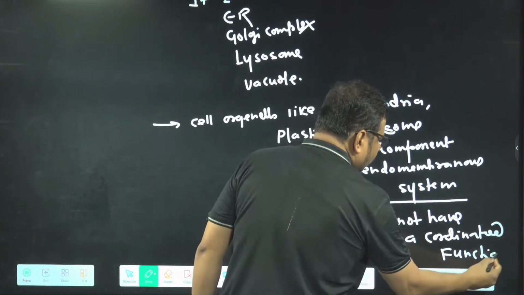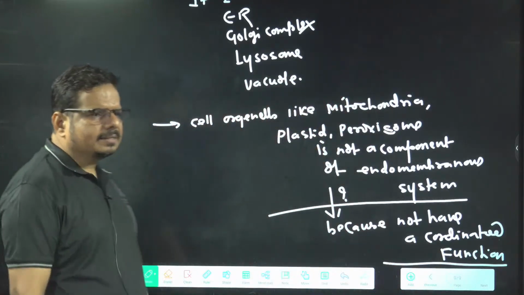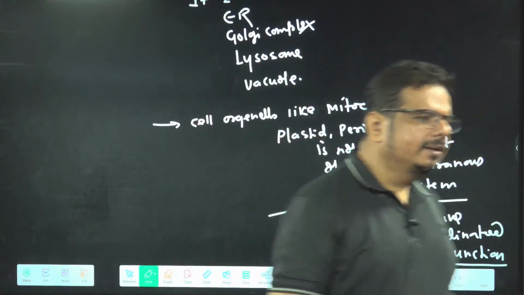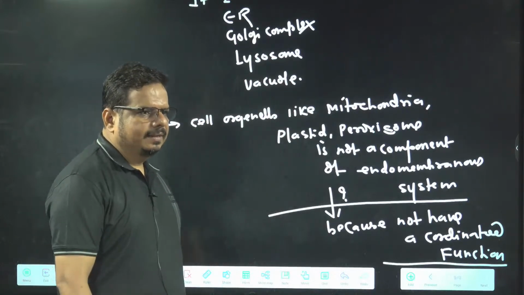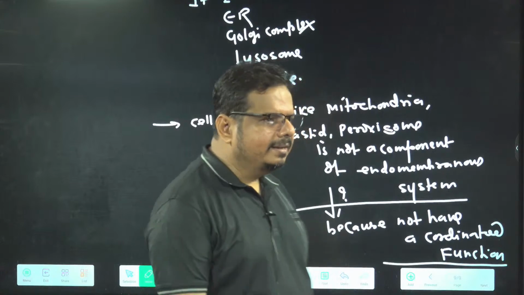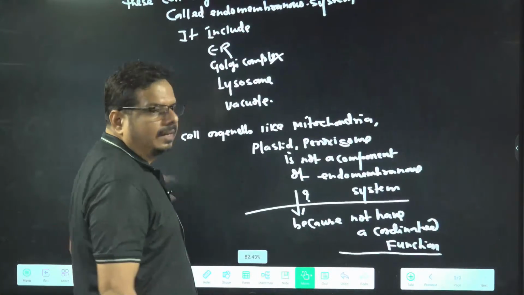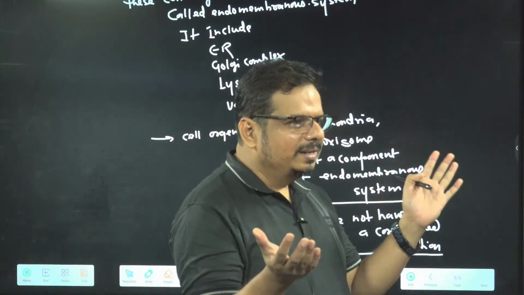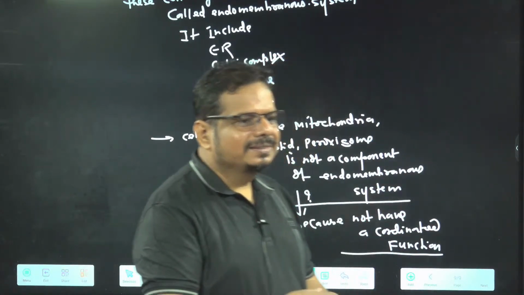So the endomembranous system is over. In the next class, I will explain the details of ER, Golgi body, lysosome, and vacuoles, and later on, if time is there, other things like mitochondria. Okay, it's done, clear? Any doubt? Especially in desmotubule and plasmodesmata, getting the things or not?